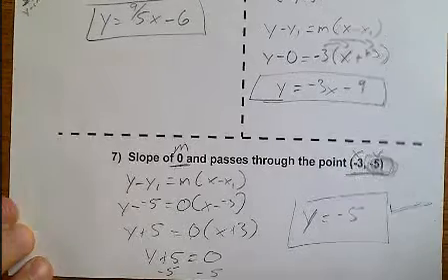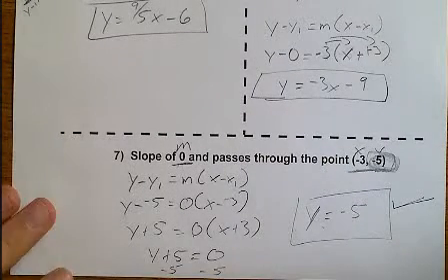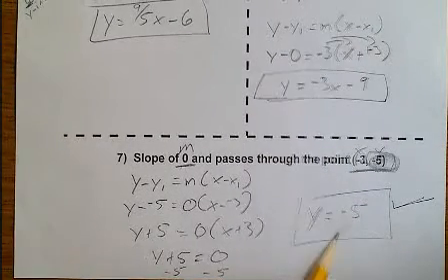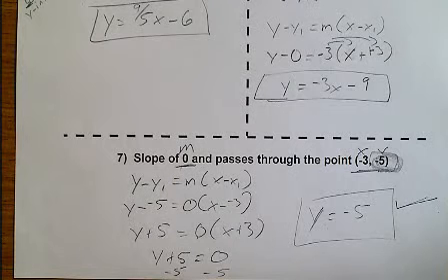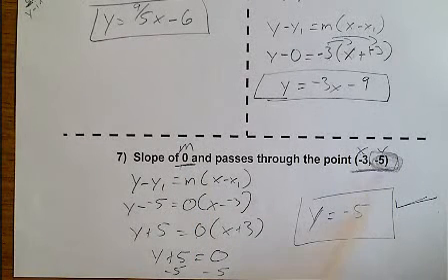But even if you don't catch that, you can do the work and you can see that, hey, you got that y equals negative 5. And maybe next time you'll go, duh, I knew that the slope of 0, that had to be my equation.